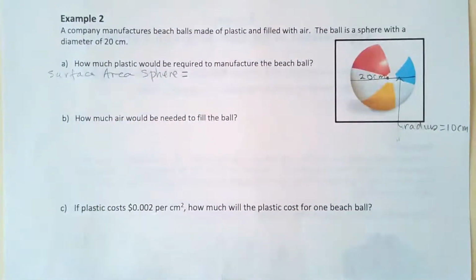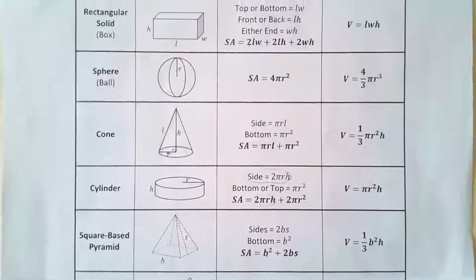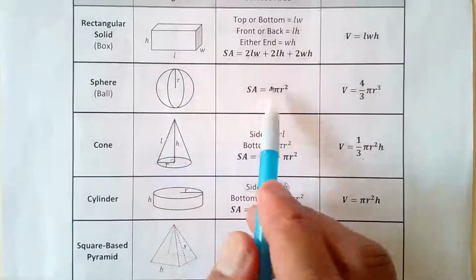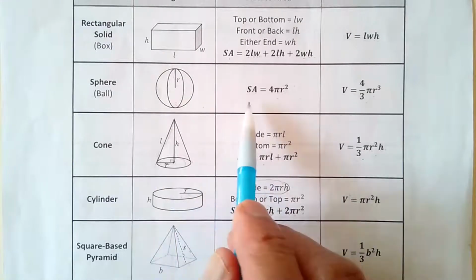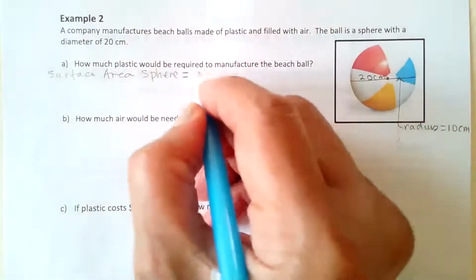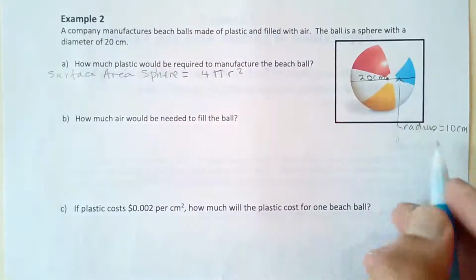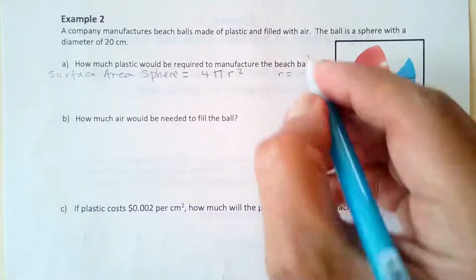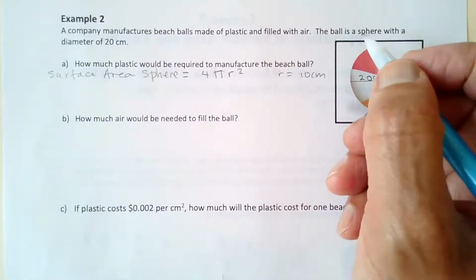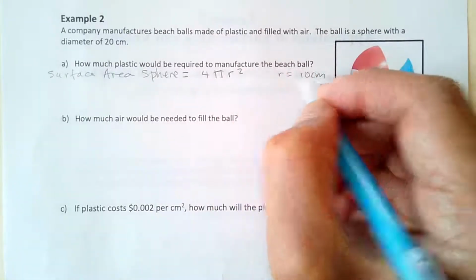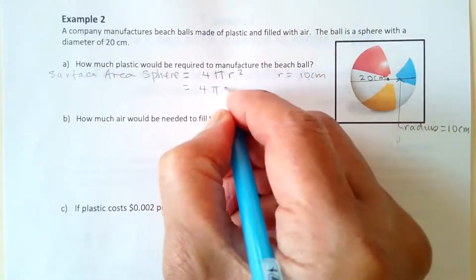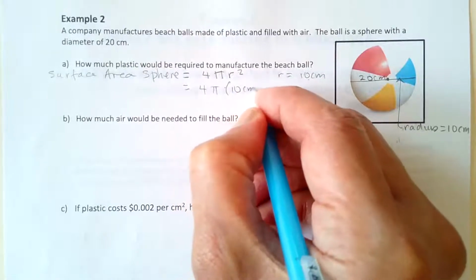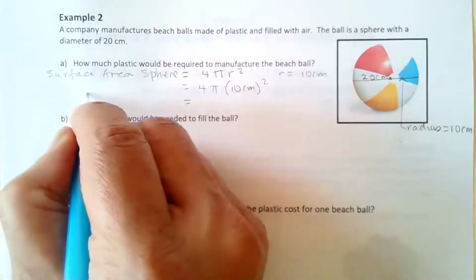So now we go to our formula sheet. The surface area of a sphere is 4 times pi times the radius squared. So we record that, 4 pi r squared. We know the radius is equal to 10 centimeters. We will substitute 10 for the radius. So we have 4 times pi times 10 centimeters squared. So surface area, then, is what the plastic needs.